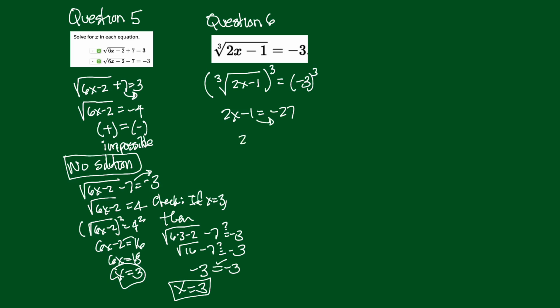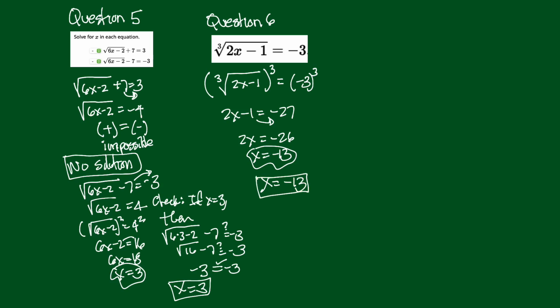Let's add the 1. 2x equals now negative 27 plus 1, negative 26. Looks like x is equal to negative 13, we think. Now, I'm going to just claim that this is true. I'm going to claim it's true. And the reason I should check it, of course.